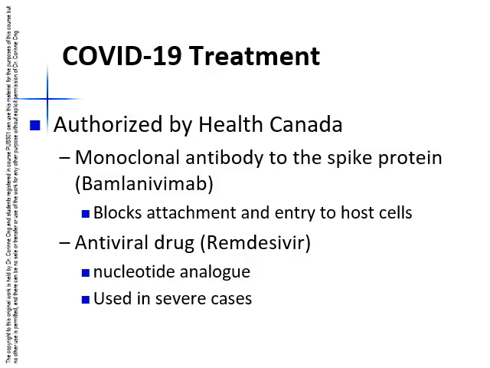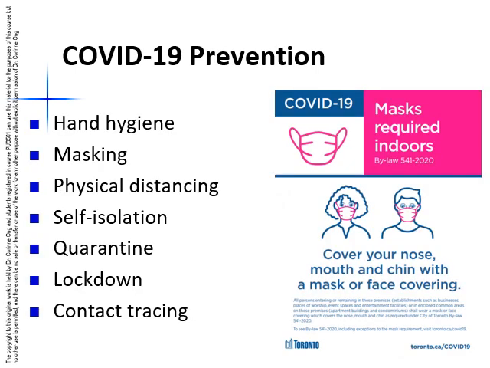In terms of treatment, Health Canada has authorized 2 different therapies for COVID-19. The first is a monoclonal antibody to the spike protein called bamlanivimab, which blocks attachment and entry to host cells. And the second is an antiviral, which is a nucleotide analog called remdesivir, which is used to treat severe cases of this disease.